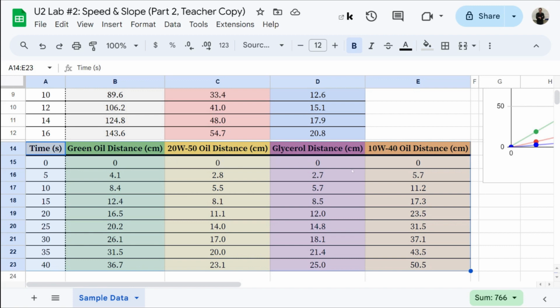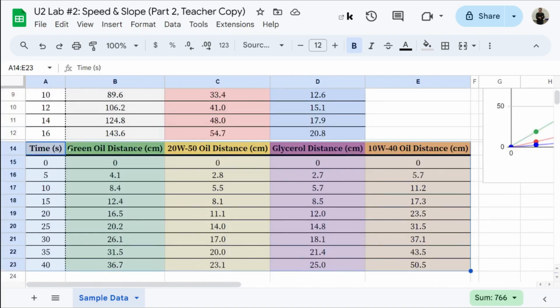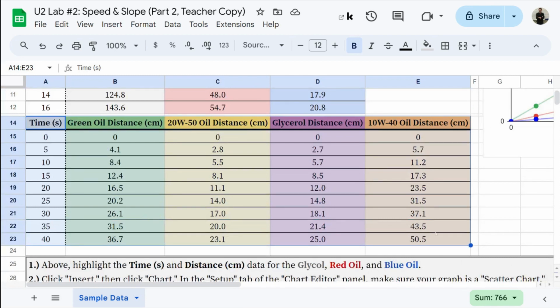Okay. If you need to see how to do the graphs, I've got the steps summarized down below here. So you can either rewatch this part of the video where I made this first graph because it works the same way, or you can follow these steps or both. By putting these all in the same graph, we can compare them easily, both by how steep the line is and what the slope of the line is, which is the speed of the bubble moving through each liquid.